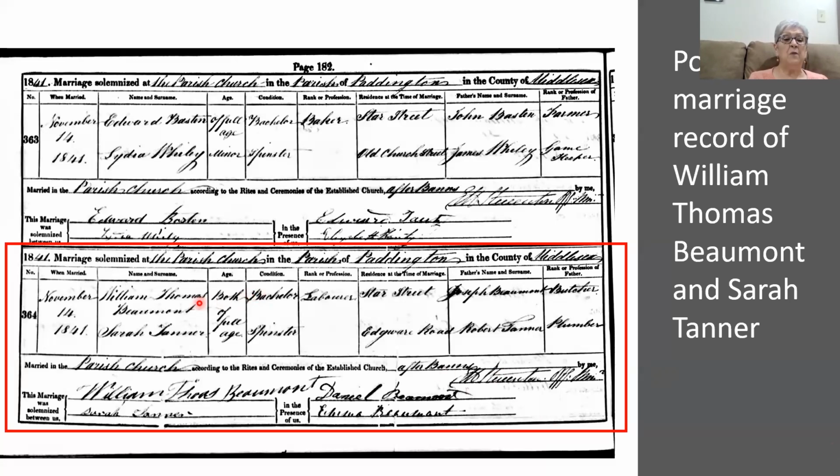You've got the name of the groom, the name of the bride. You've got their age. Sometimes it will give their actual age. If they're over 21, it will just say full age, or in this case, both of full age. It tells their condition, whether they were a bachelor, a spinster, or widowed, their occupation, where they lived at the time of the marriage, and it gives their fathers' names, Joseph Beaumont in this case, and Robert Tanner in that case. And it also gives the father's occupation, which can be very helpful sometimes. Obviously, Joseph Beaumont was a butcher, and Robert Tanner was a plumber.